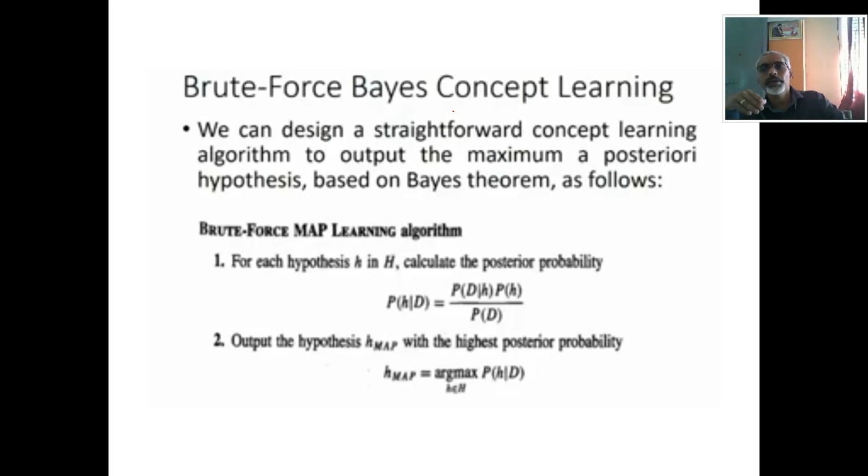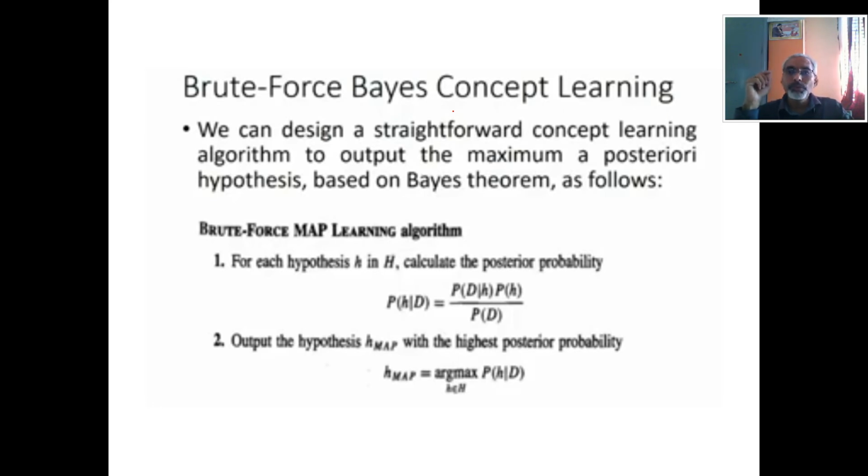We are going to start without any prior knowledge. We just try to apply concept learning and Bayes, combining the two, which we call the first basic method, the brute force technique. Very simple, very straightforward. Now we can design a straightforward concept learning algorithm to output the maximum a posteriori hypothesis based on our Bayes theorem.